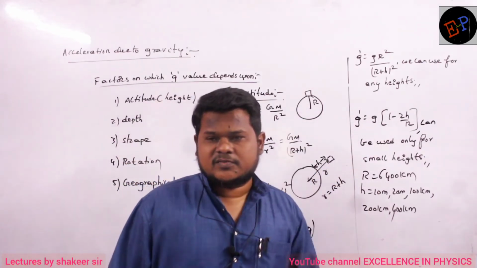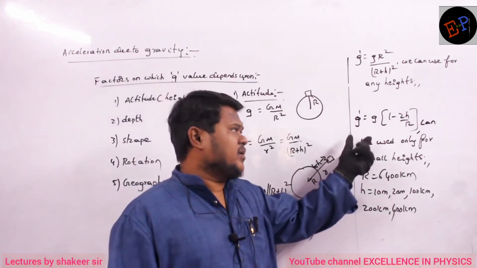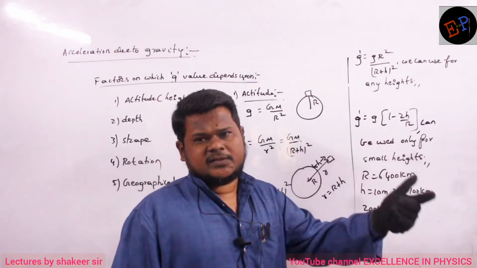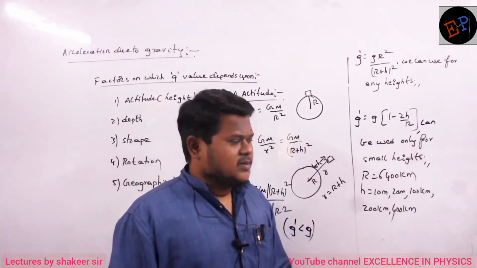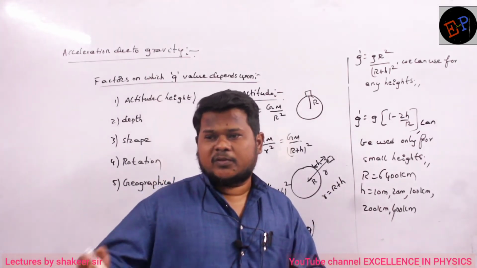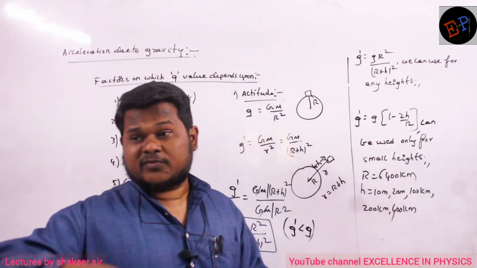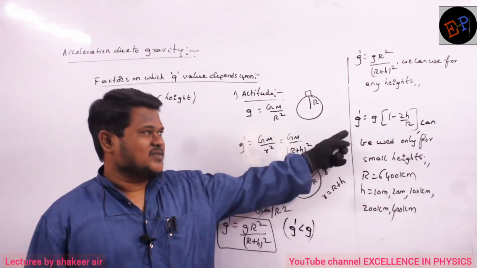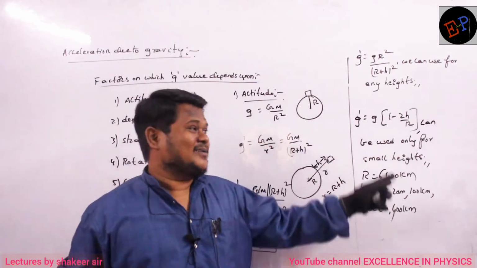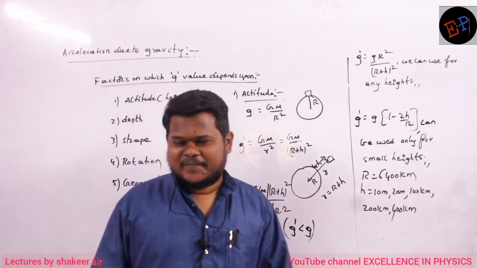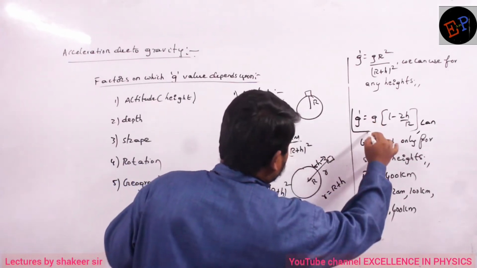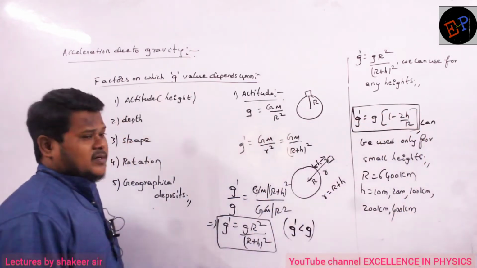g dash is equal to g R square by (R plus H) whole square. The approximate relation is derived from the binomial theorem, from the same relation, and in the binomial theorem we always take approximate values. So when heights are very small, like 10 meters, 20 meters, 200 meters, 1 kilometer, 2 kilometers, 60 kilometers, 100 kilometers, 200 kilometers, 400 kilometers also, you can use this relation. If you want to use 10,000 kilometers or 30,000 kilometers, then you have to use the exact relation. So mostly we use this relation only: g dash is equal to g into (1 minus 2H divided by R).